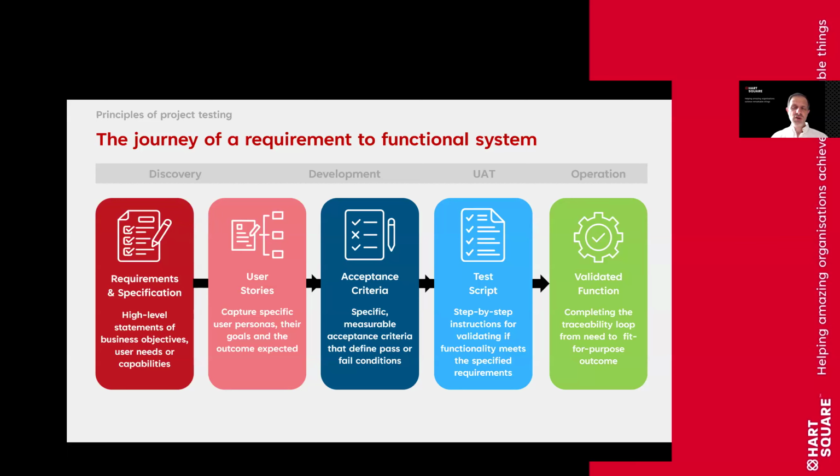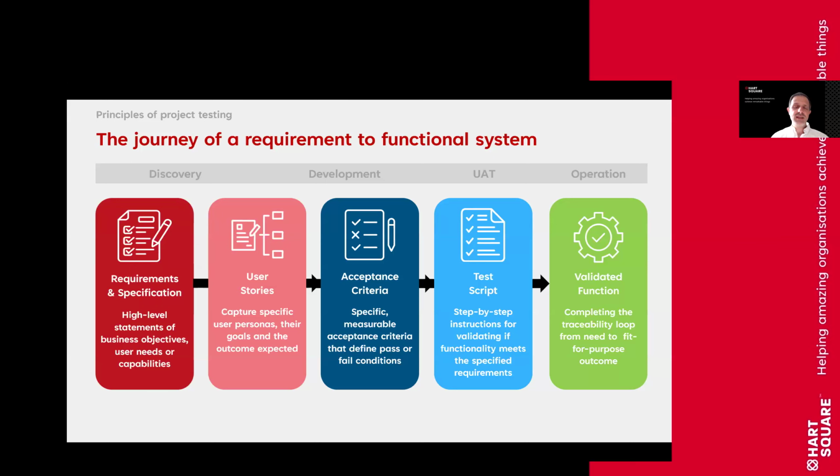If there is an issue where the functionality doesn't meet the expected acceptance criteria, it needs to go back into the development cycle and be fixed. And if it's not a bug and it's very clearly a change, then it needs to go back to the beginning of that process so that it becomes a new requirement that then has a new user story, its own acceptance criteria, its own script, and then its own validation for the function.